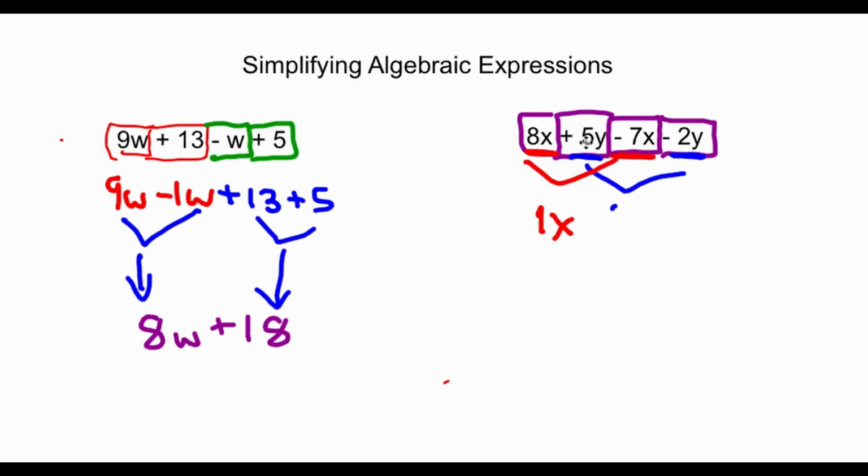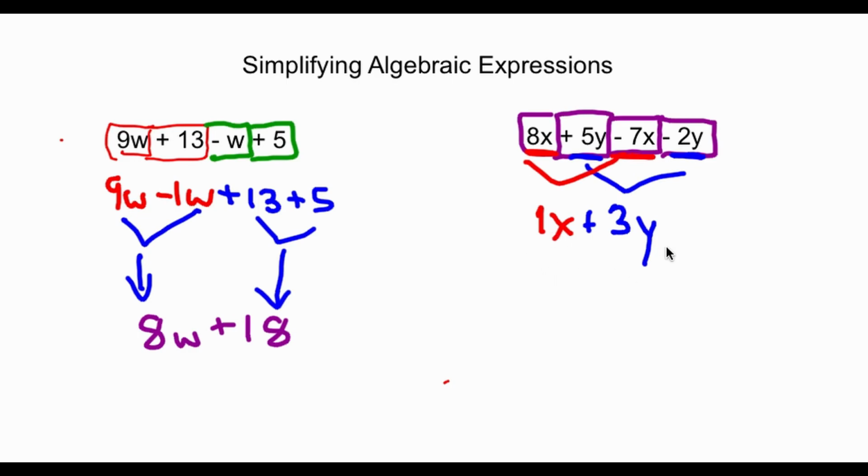And then here I do 5y, which is a positive, so it's positive 5y minus 2y. Well, that's easy enough. That's going to give us 3y. Now, because the 5 is the greater absolute value and it's positive, when you subtract it with the 2, it gives you a positive answer. So that positive answer allows us to have an addition sign here.